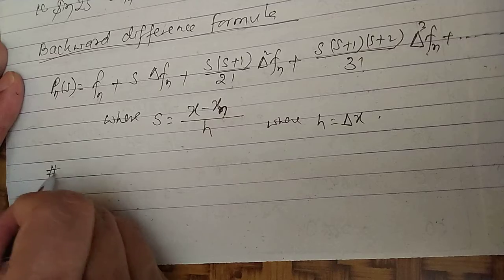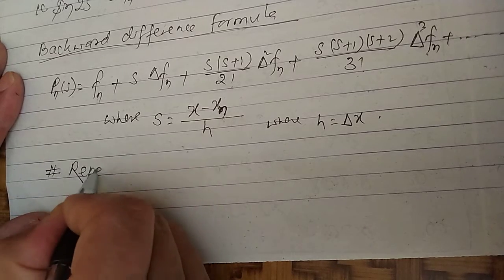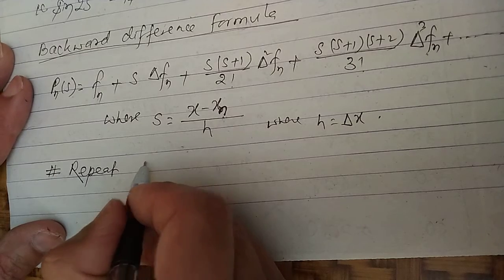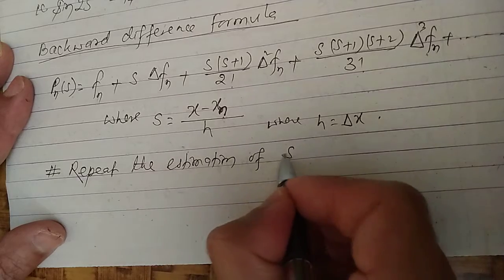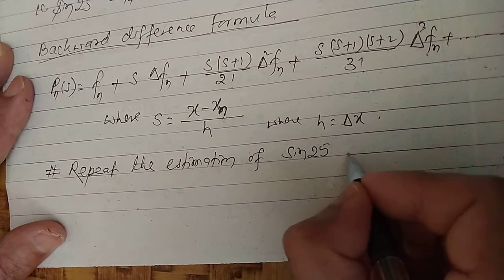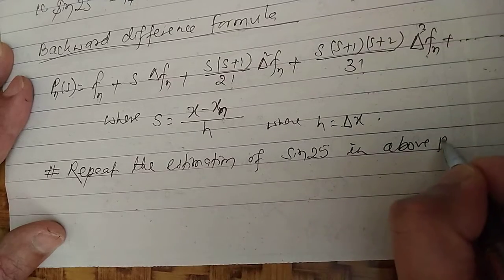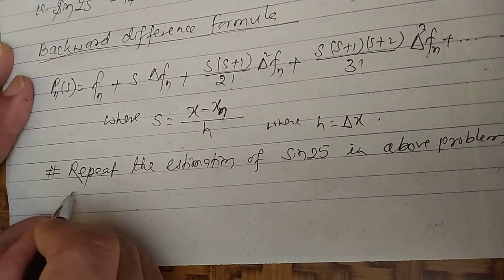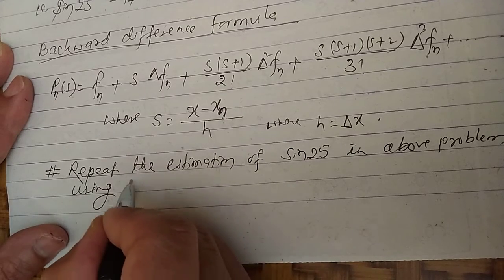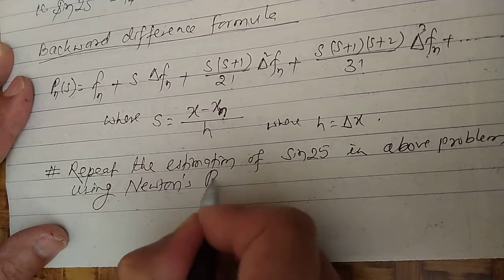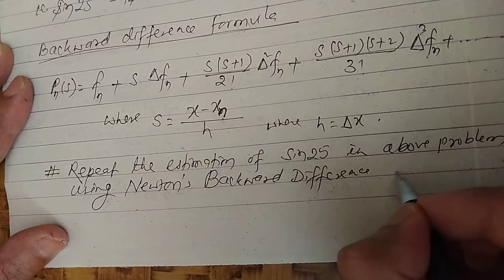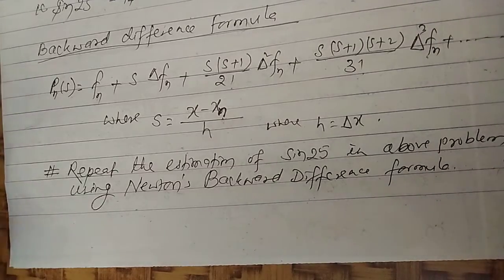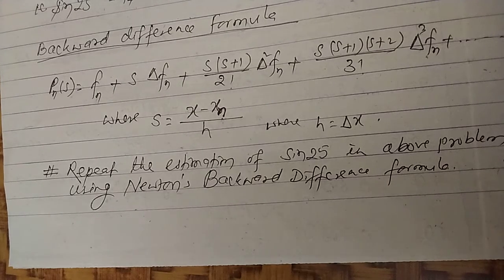So let us write down the same problem. Repeat the estimation of sine 25 degree in the above problem, the previous problem, using Newton's backward difference formula. All right. So you can do the previous problem by using Newton's backward difference formula.